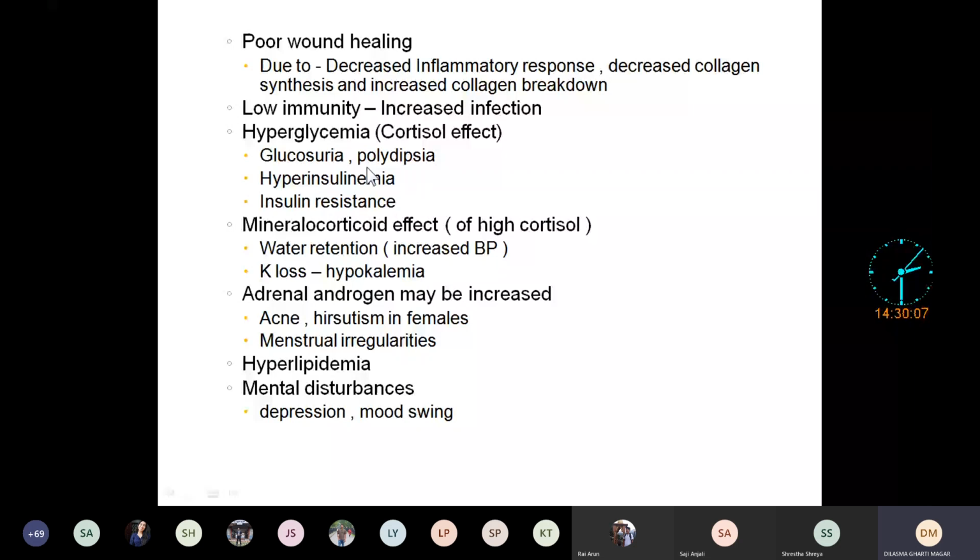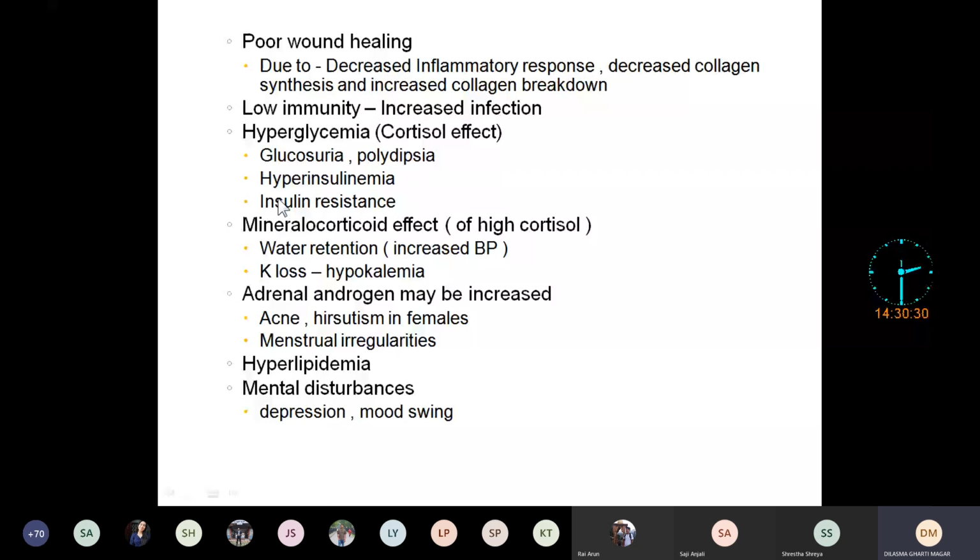There is also hyperinsulinemia. Hyperinsulinemia means the insulin level is more in the blood, so that's why it is known as hyperinsulinemia. That is the cortisol effect only. And then the insulin resistance. Insulin resistance means whenever the cells do not take up the insulin, they become resistant to the insulin, so that's why it will lead to hyperglycemia.